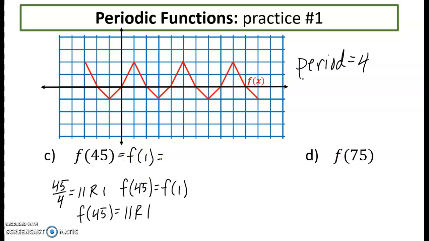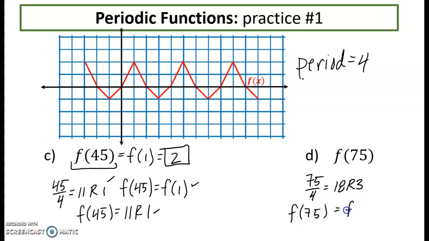Okay, so what's my y value? Because this is my function notation for tell me the output when the input is 45. So f of 1 from my graph has a y value of 2. So all of these things I need to get there, but my final answer has to be a y value from the graph. All right, 75 divided by 4 goes in 18 times with a remainder of 3. Okay, so f of 75 would be equivalent to f of 3. That is correct, but I need an actual output. So the answer should have been -1.